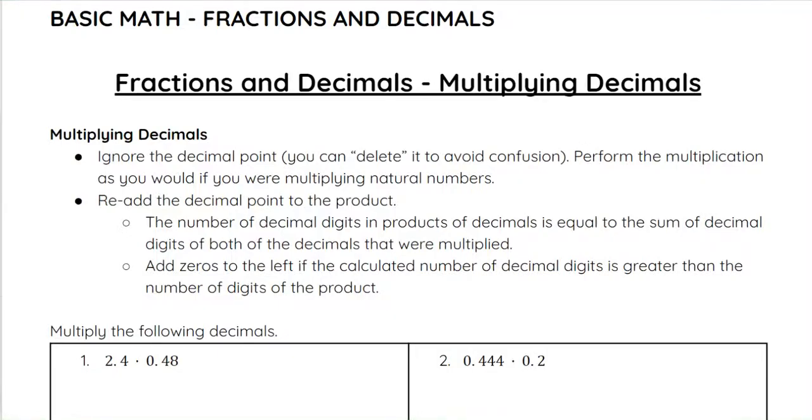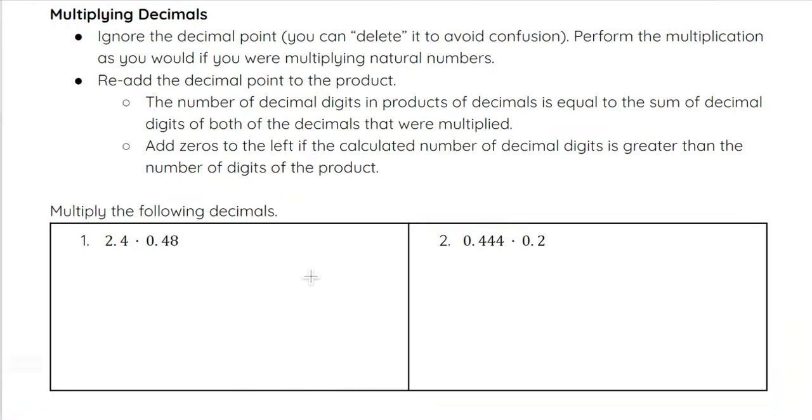Hey there, in this video we are going to look at multiplying decimals. So to start, we are going to look at 2.4 times 0.48. When we are multiplying decimals, we want to go ahead and ignore the decimal point. You can actually delete it to avoid confusion if that helps. So really we're looking at multiplying 24 times 48.